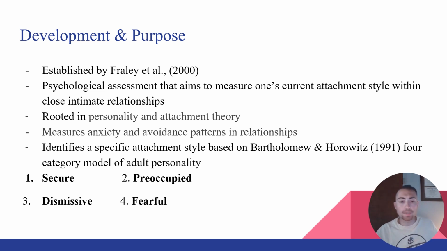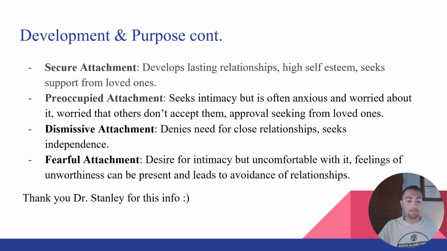To provide a brief summary for each style, a secure attachment style can look like someone who can develop trusting, lasting relationships, has high positive self-esteem, seeks support from loved ones in times of distress, and tends to communicate their feelings appropriately to their loved ones.